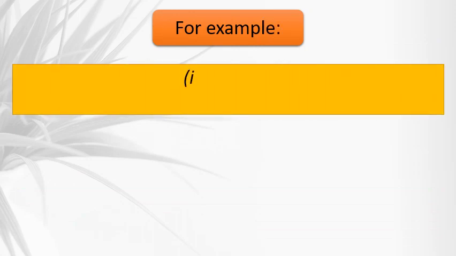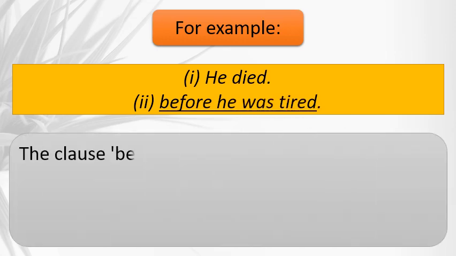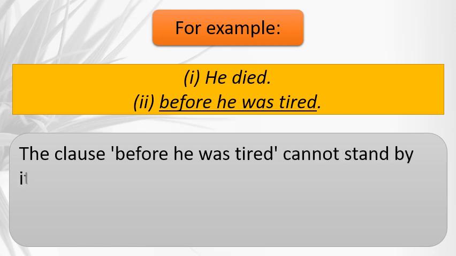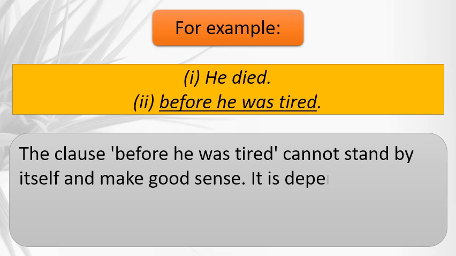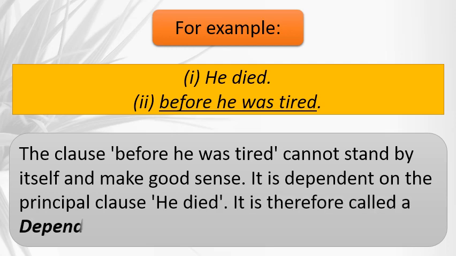Let us see an example to clarify it. He died before he was tired. So, the clause "before he was tired" cannot stand by itself and make good sense. It is dependent on the principal clause, "He died." It is therefore called a dependent or subordinate clause.